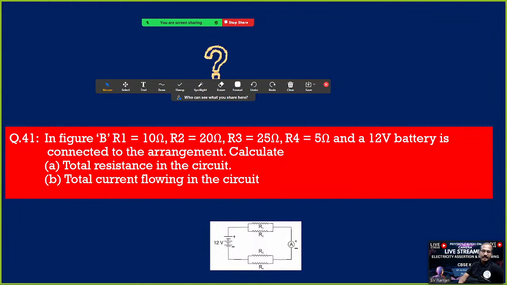Yeah, this is another question. Any doubts? Any doubts up to this numerical? Feel free to ask us. We'll continue.